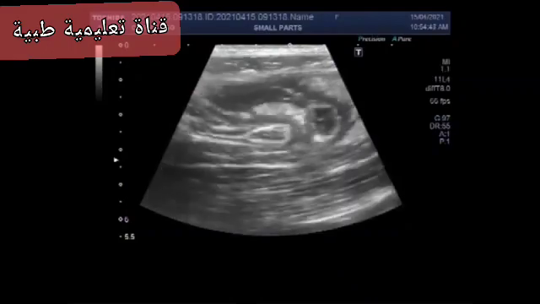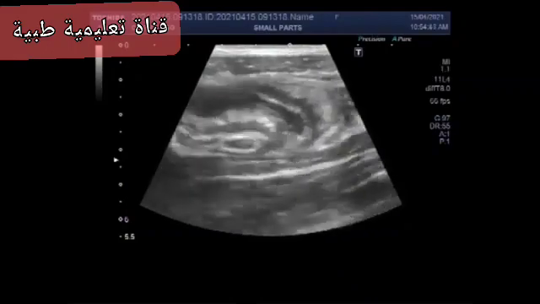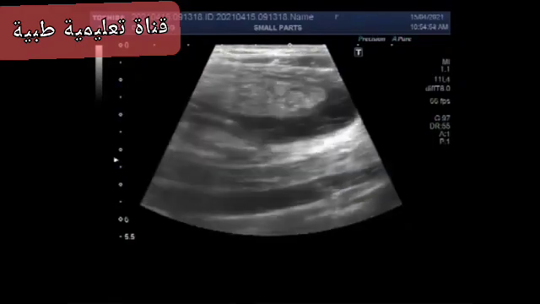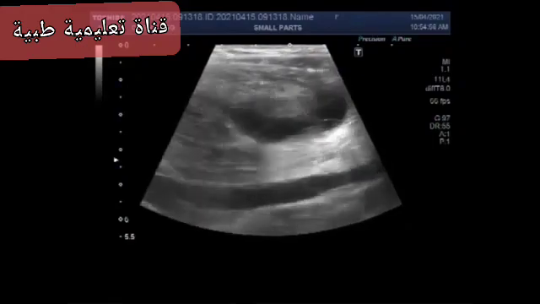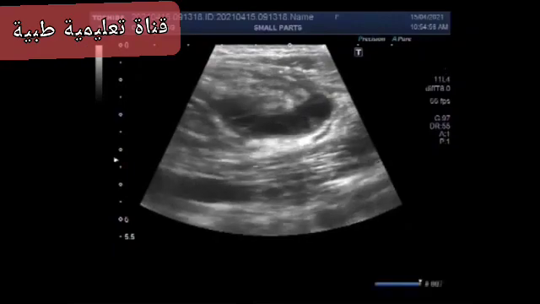Now you will have to sweep the probe to do the examination in the transverse plane or axial plane, also called the horizontal plane or transaxial plane. The position of the appendix is variable from patient to patient, so you will have to look around the area of the cecum to localize the appendix. Now you can see the inflammatory fluid in the adjacent area of the inflamed appendix.